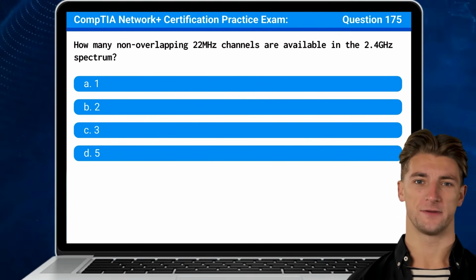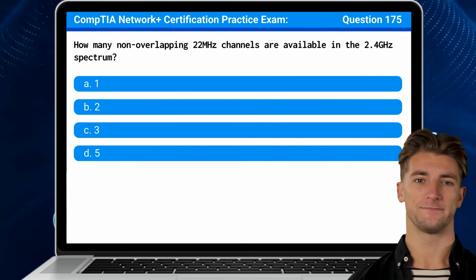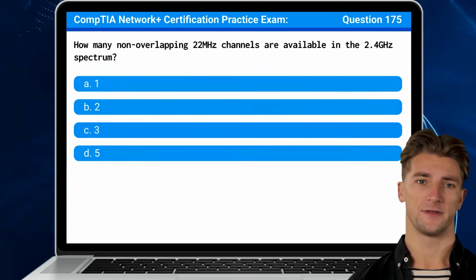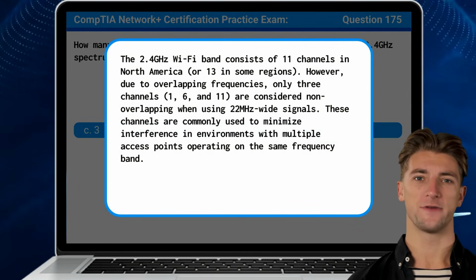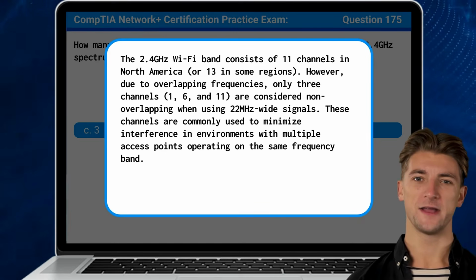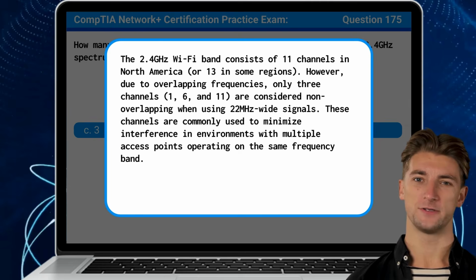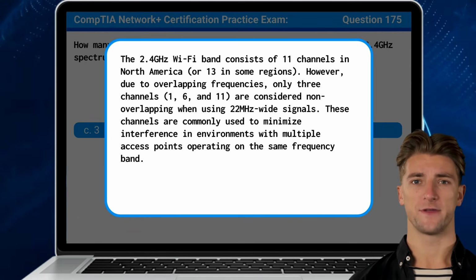Question 175. How many non-overlapping 22 MHz channels are available in the 2.4 GHz spectrum? The answer is C. 3. The 2.4 GHz Wi-Fi band consists of 11 channels in North America. However, due to overlapping frequencies, only 3 channels, 1, 6, and 11, are considered non-overlapping when using 22 MHz wide signals. These channels are commonly used to minimize interference in environments with multiple access points operating on the same frequency band.